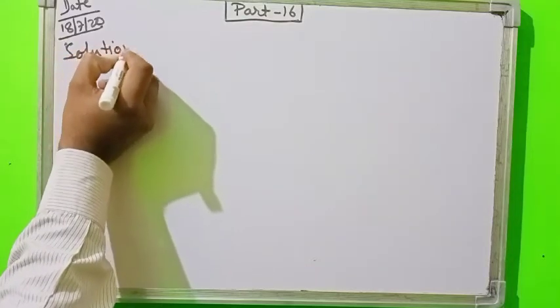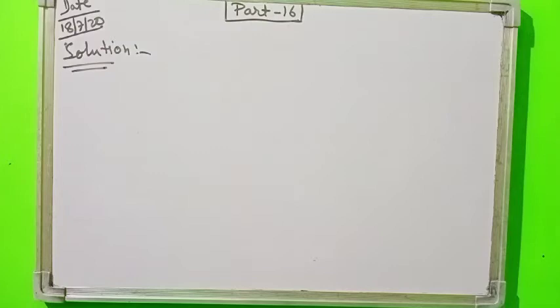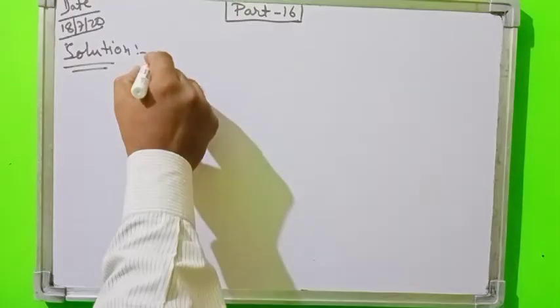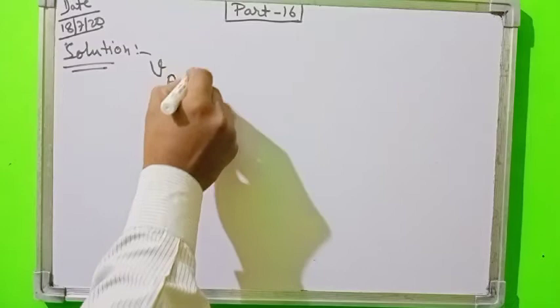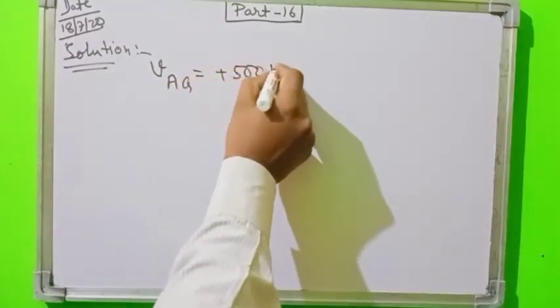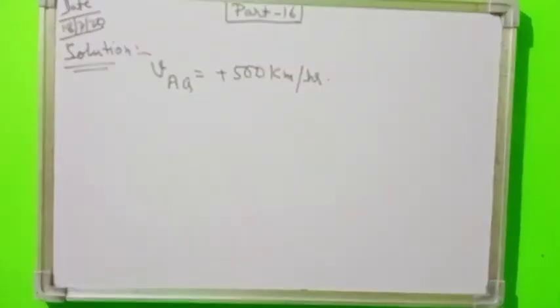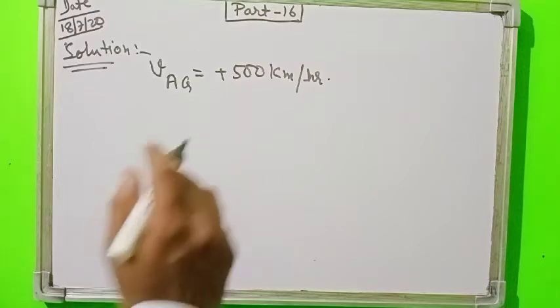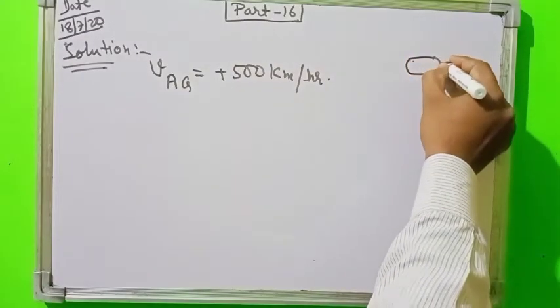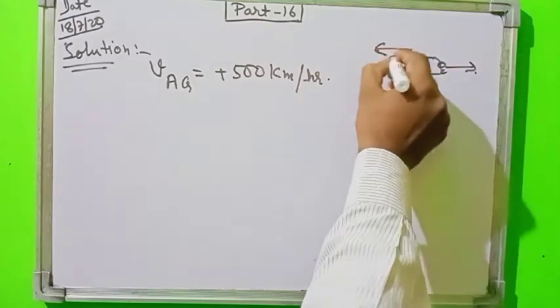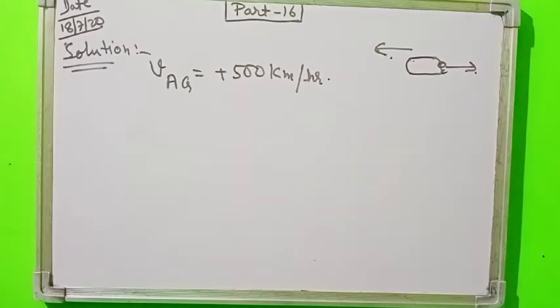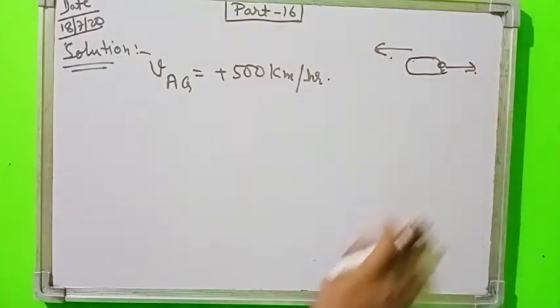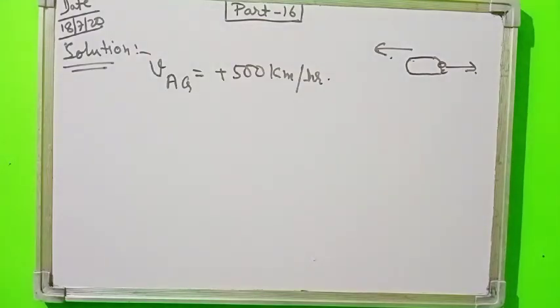Solution. The velocity of the jet plane with respect to the ground is given, and it is 500 km per hour. All the data given in the question is in kilometer per hour, so no need for conversion. Suppose the jet plane is moving in this direction, so the fuel ejected by the jet plane is in the opposite direction to the motion of the jet plane. So, it should be taken as negative.